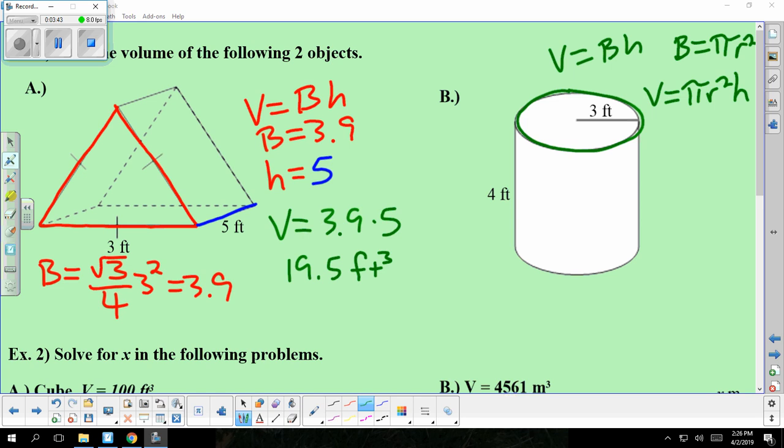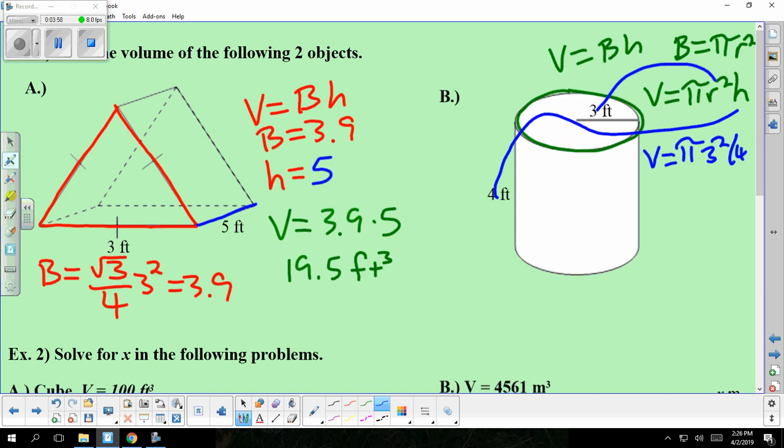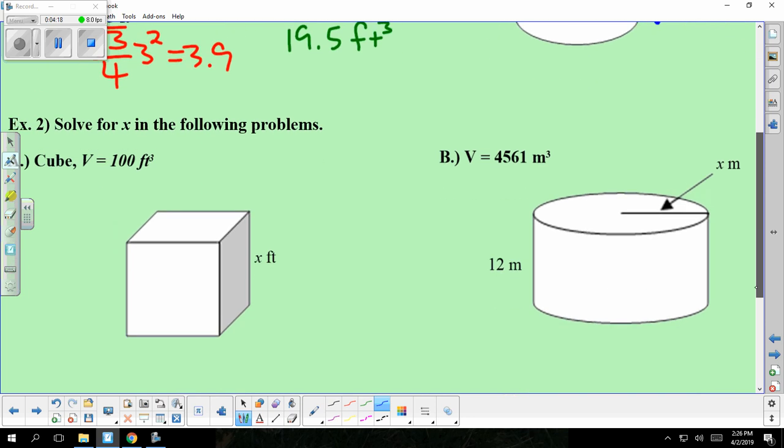So let's go ahead and plug in our radius there and our height there. So volume equals pi times 3 squared times 4. So volume equals 9 times 4 is 36 pi. And our volume therefore is, using the pi button, 113.1 cubic feet. All right, moving forward.